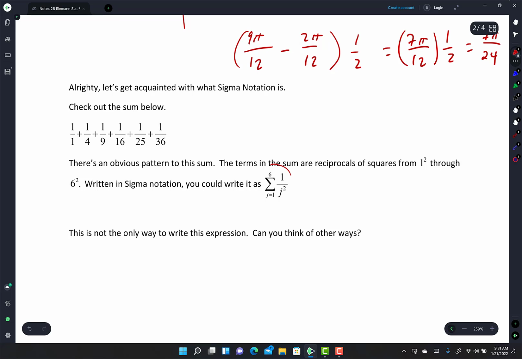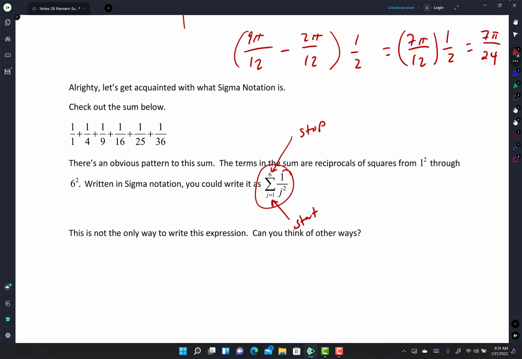And we have this notation here. What this means is that j equals 1 is your start position. Notice that it starts at j equals 1, and I have a j there. And that 6 is your stop position, and you're just adding each integer from 1 all the way to 6. Does that make sense?